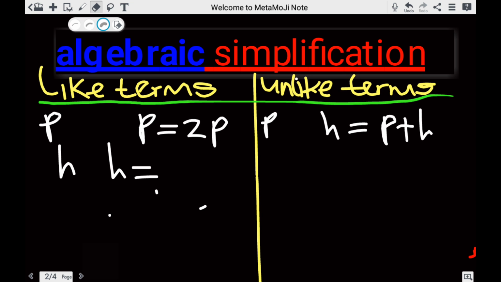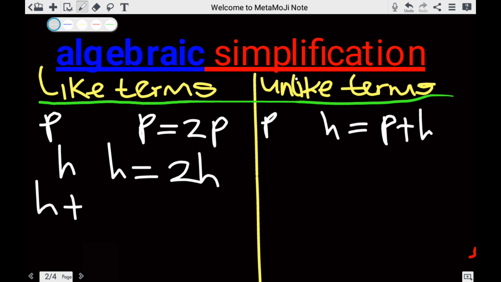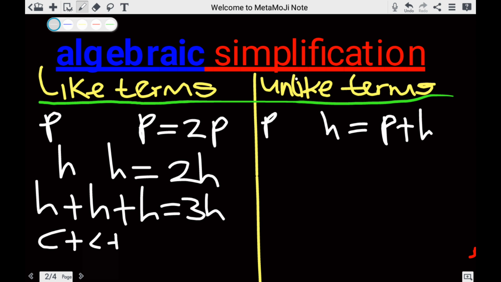Now we know that h plus h will give you 2h, that is 2 houses, and h plus h plus h will give you 3h, that is 3 houses. So what about c plus c plus c plus c? What will this give you?